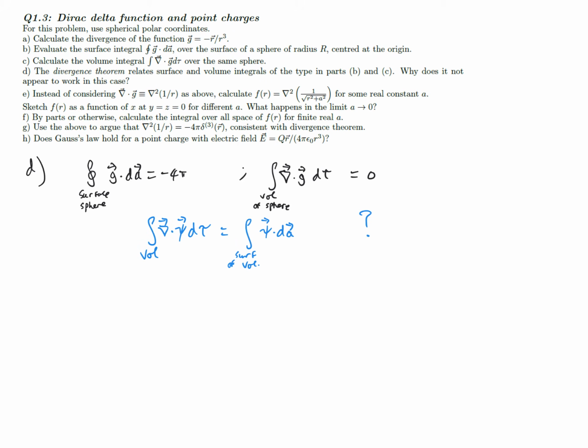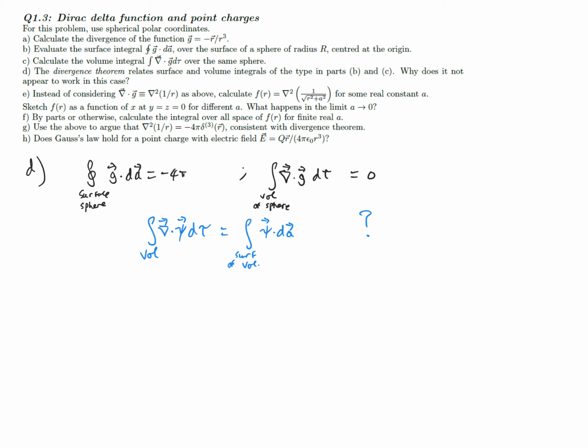Fine. Now the problem comes when we try to integrate the divergence of g over a volume that includes the point r equals 0. And that's what we're trying to do in part C. So the problem here is that we're trying to integrate a function over a point where the function is not defined. And so this is why the whole thing breaks down.